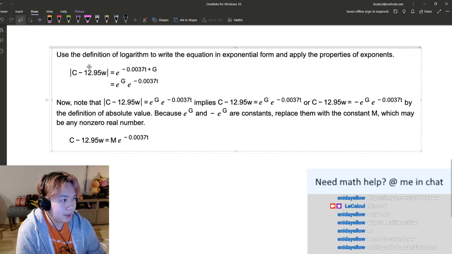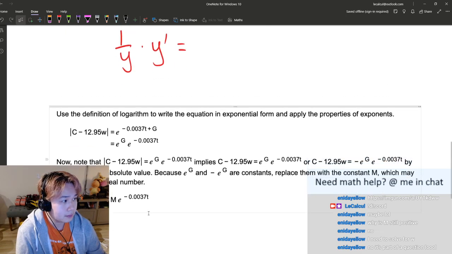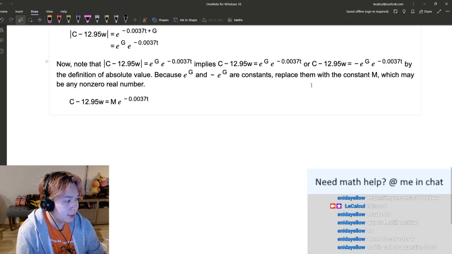Either this thing is positive, which means that we just have this equals this, which is the first statement, or this one is negative. If that's the case, then this thing is actually equal to the negative version of this, and then this negative will cancel out with this negative, which makes it positive. So that's absolute value stuff that you should be comfortable with by now.